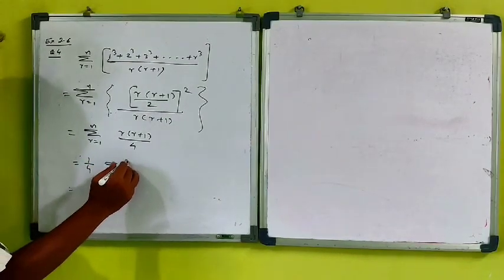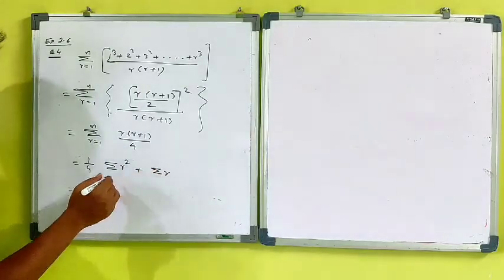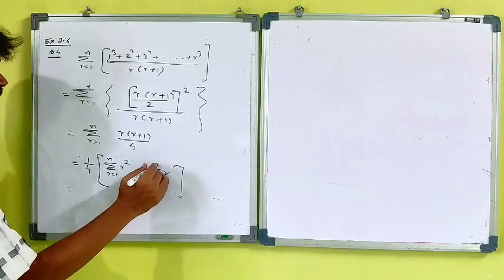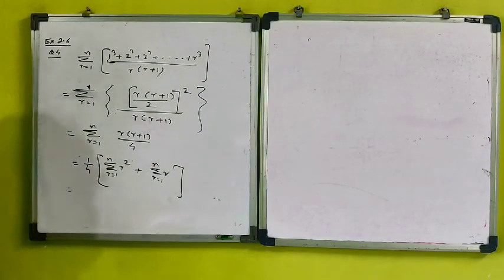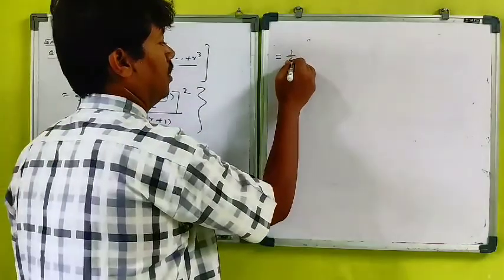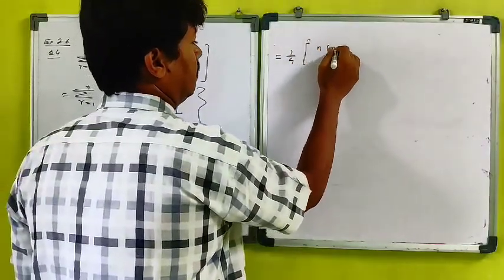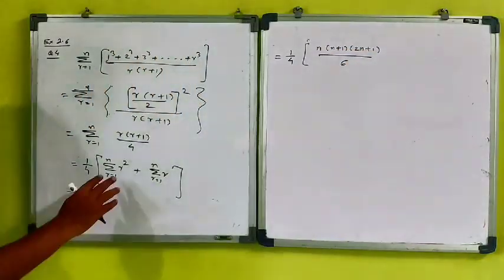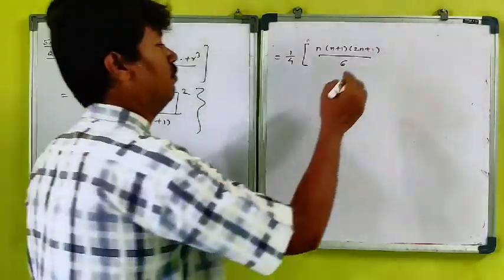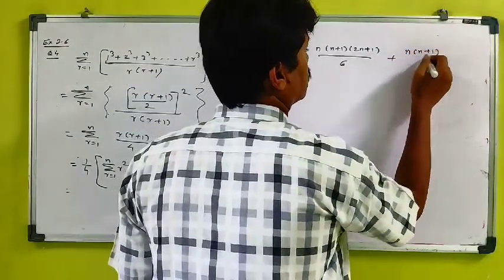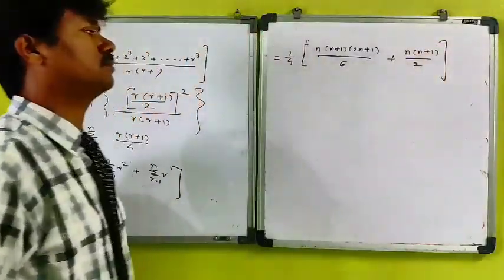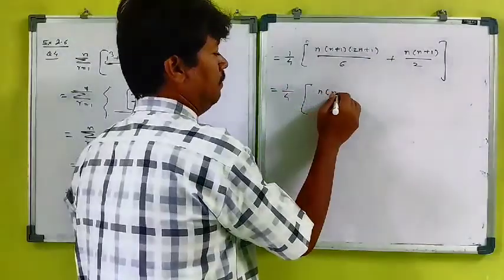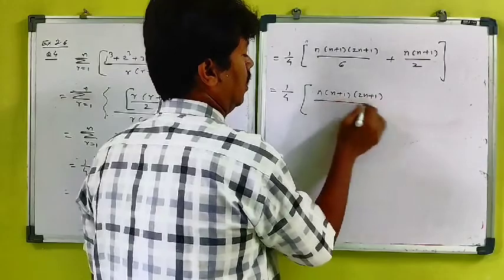It is sigma r square plus sigma r. Now this 1 by 4 is for both, r is from 1 to n, like this. What is the sigma r square formula? Sigma r square formula here is n into n plus 1, 2n plus 1 upon 6. What is the sigma r formula? It is n into n plus 1 upon 2. So taking LCM here, 1 by 4, n plus 1, 2n plus 1 upon 6.